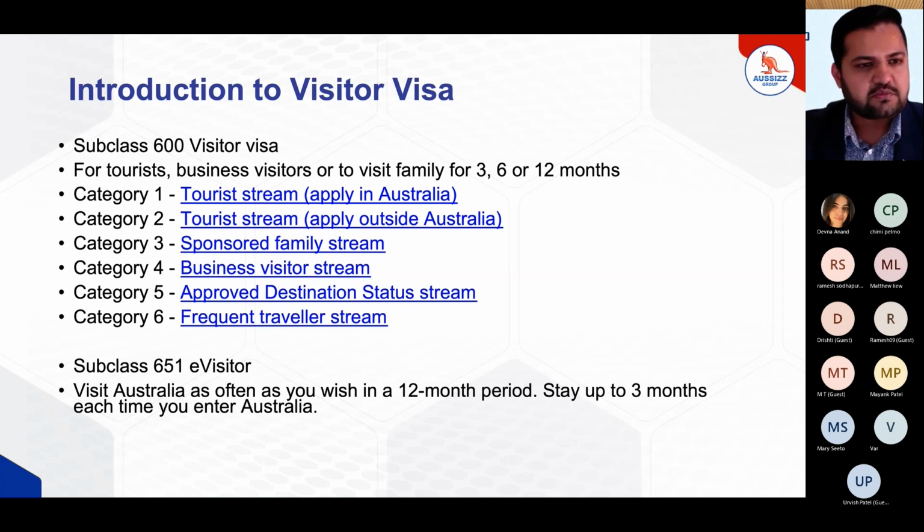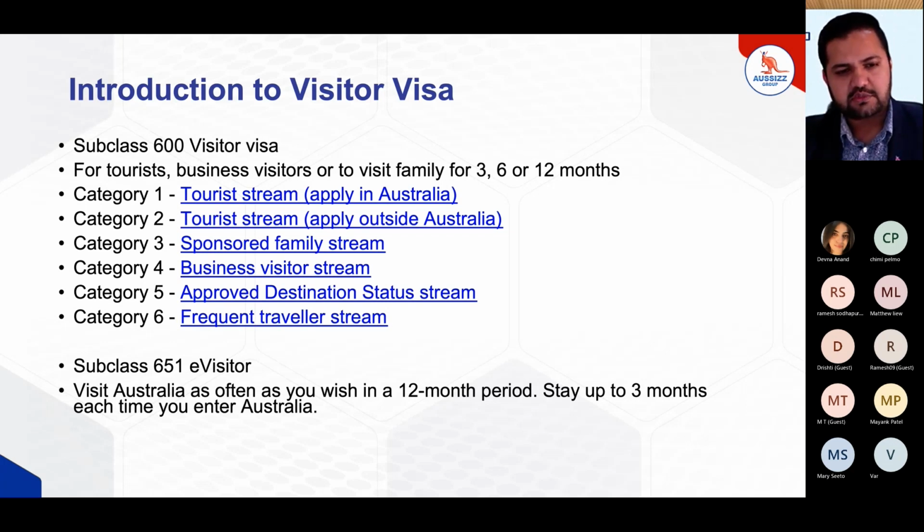First of all, there are two different streams. Number one is 600, that is a normal visitor visa, and number two is 651, that is an e-visitor visa. 600 is available to everyone, whereas 651 is not available to everyone, that's only applicable to certain passport holders only. Normal visitor visa 600 allows you to stay in Australia anything from 3 months, 6 months, to 12 months. There are 6 different categories which you can choose from: applying onshore, applying offshore, family-sponsored, business visitor stream, approved destination status stream, frequent traveler stream as well. So I'll be covering all the streams in detail in the next slides.